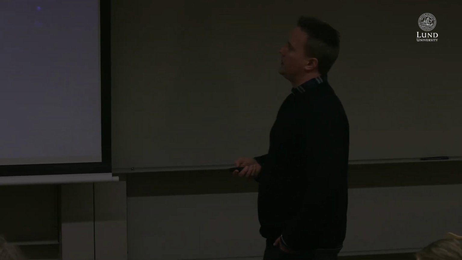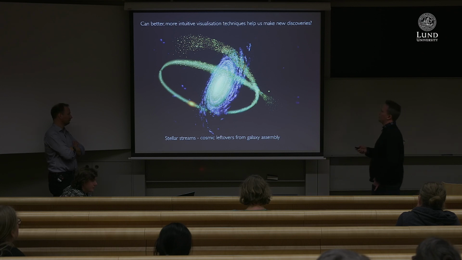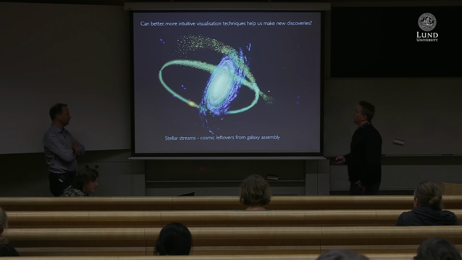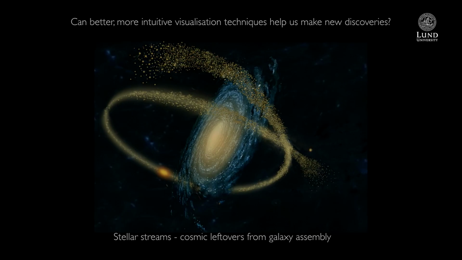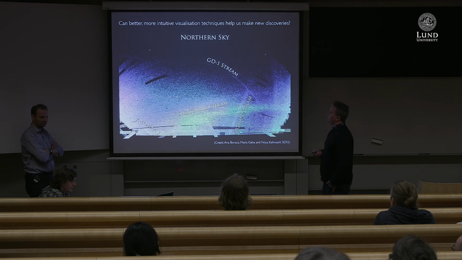One example of what we could possibly find if we explore this in a spatial way would be faint stellar streams, cosmic leftovers from galaxy assembly. When the galaxy formed, as you saw in this movie, you have all these small satellites going around. When they interact with larger galaxies, they deposit stars as well. So they have these streams of stars wrapping around galaxies. And we have lots of observational evidence for this.